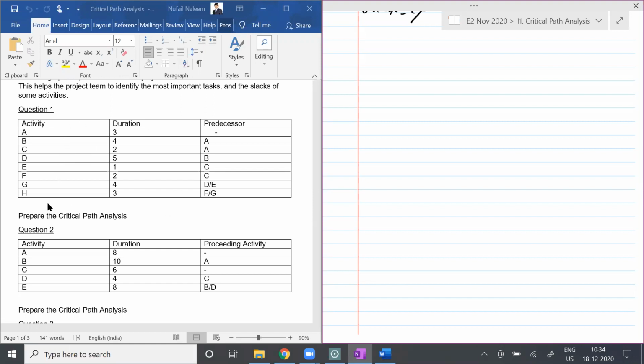Now, do you see H? This is the last activity. Fortunately, they will give you in this order only in the exams. But in reality, sometimes you need to arrange it yourself in practical working experience. Are you clear with this? So anything that doesn't have a predecessor is what? The start. First activity.